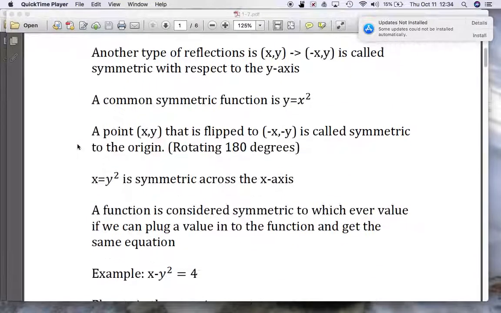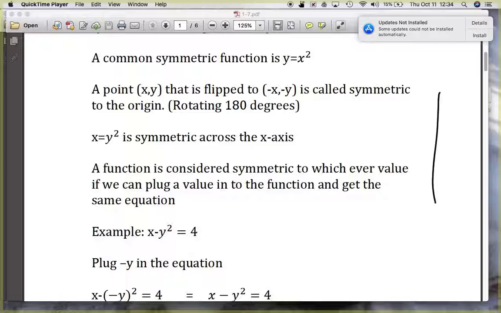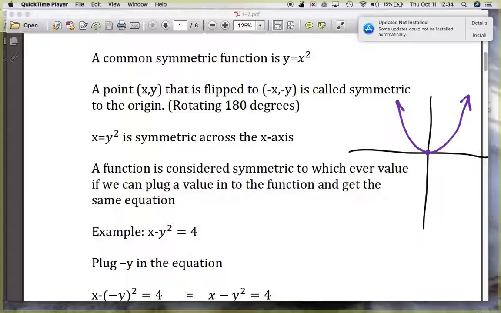The common function that is symmetrical is y equals x squared, because if you were to draw the basic graph, it looks like this. If you were to reflect that, such that this side came over here and this side came over here, it would land on itself. That's how you know it's symmetric.